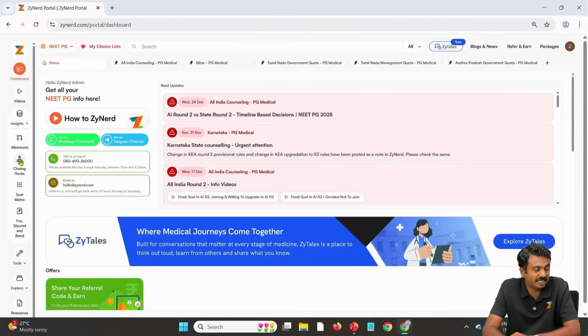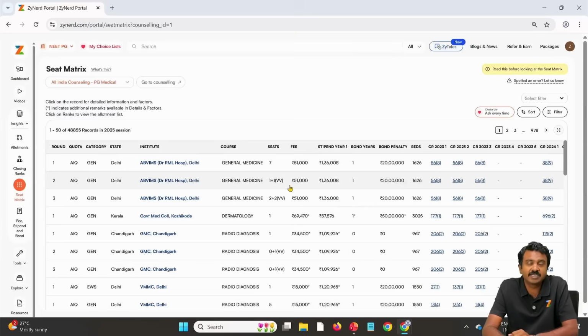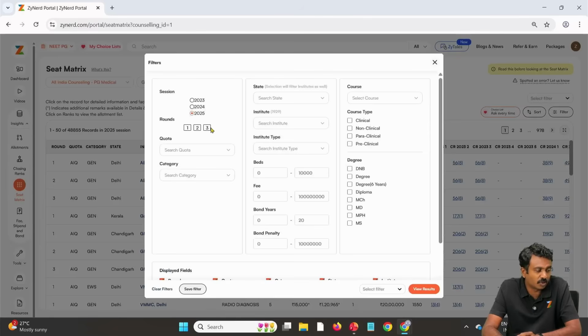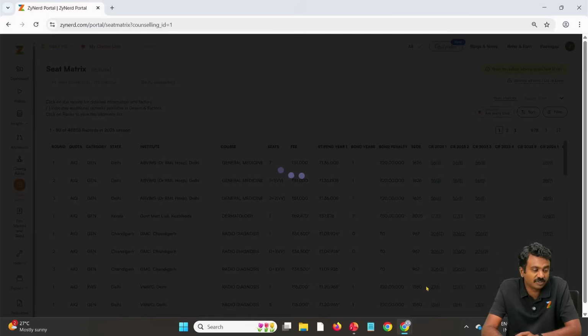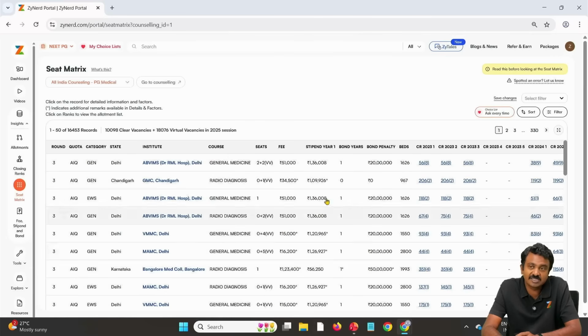Now I look at insights. I go to insights and check the seat matrix, and that is my entire list of choices which are available in All India Counselling in round 3. So first I go and filter on round 3 of All India 2025. This is my reference point. Once I view results, I'll have all the results that are available, which means all the clear vacancies plus virtual vacancies are listed over here.